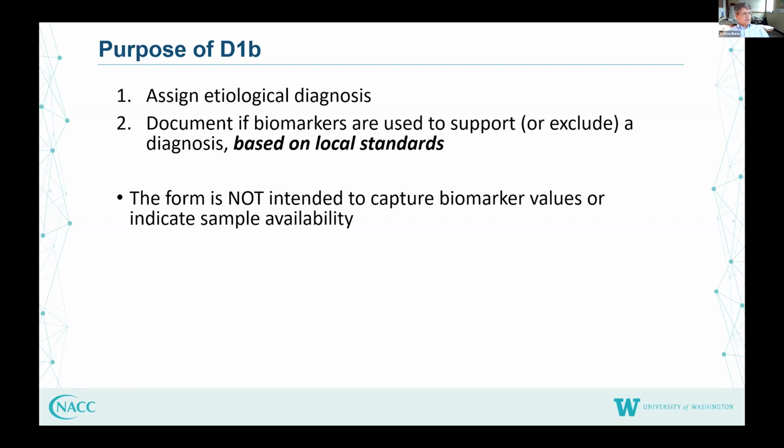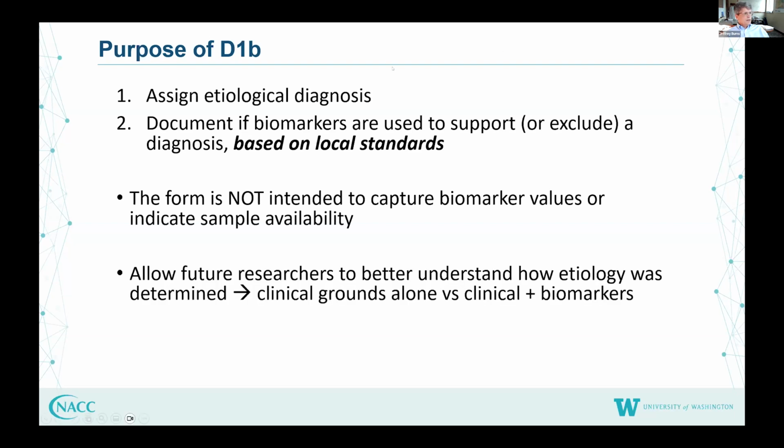What information was used to support the diagnosis? Why would we do that? Future researchers and current researchers want to know how an etiology was determined. Is it clinical grounds alone, the way we've been doing it for years and years, or is it clinical grounds plus biomarker support? By breaking these forms up and designing them the way we've designed them, we think we've created a way to more effectively delineate these things and better understand how a diagnosis was assigned.